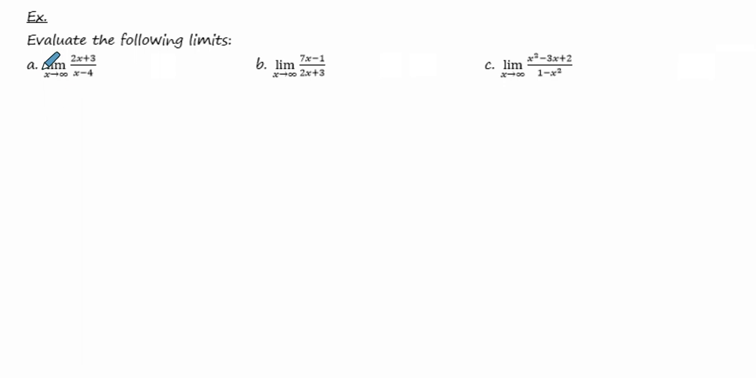So what happens when I put in a really big number, like 100? Okay, it's really not a big number, but if I put 100 in here, I get 2 times 100 plus 3, so 203, over 100 minus 4, which is 96. Well, that plus 3 really isn't a big deal. If I put in like a million for x, I get 2,000,003. What's 3? So I pretty much have 2 million, okay?